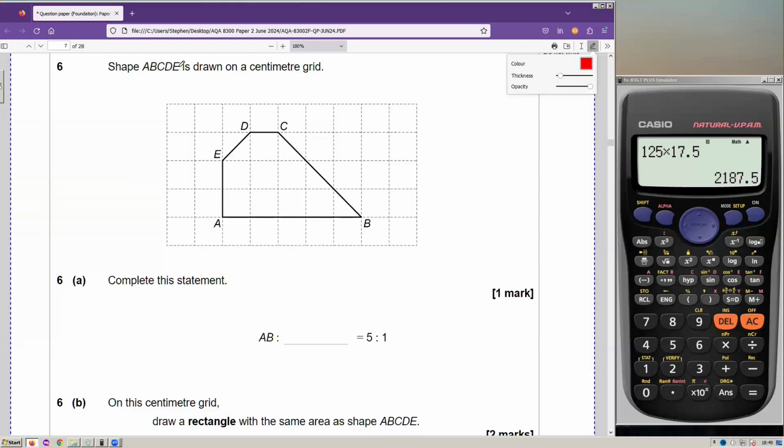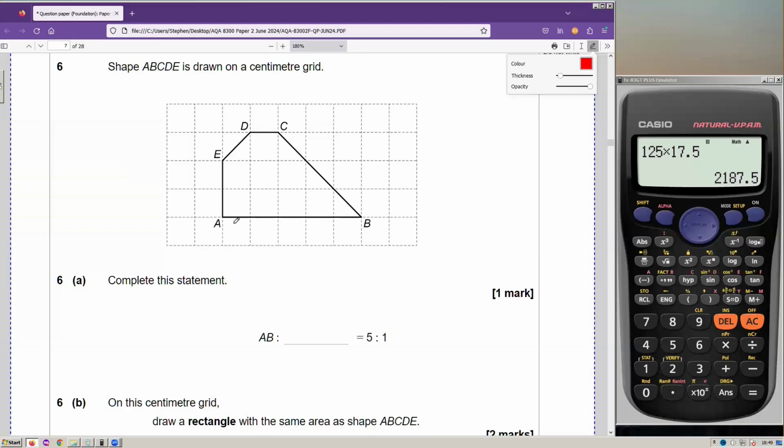Shape A, B, C, D, E is drawn on the centimetre grid, and I like to do this. A to B is there, C, D, E, okay. Complete this statement. A to B is in the ratio of 5 to 1. That means equals 5 to 1.